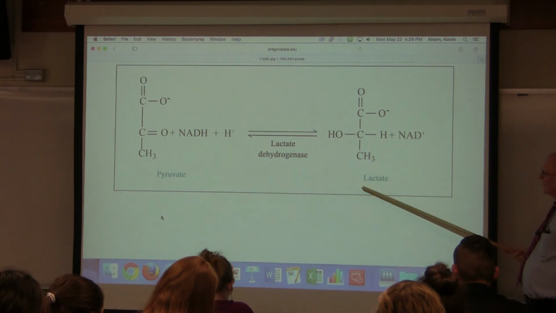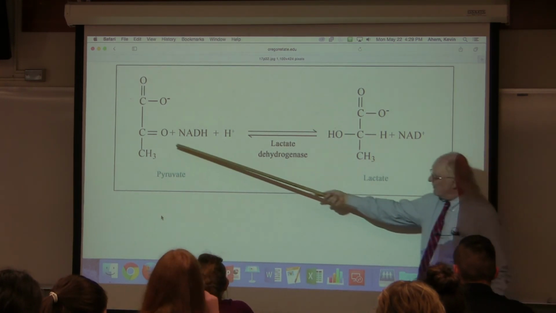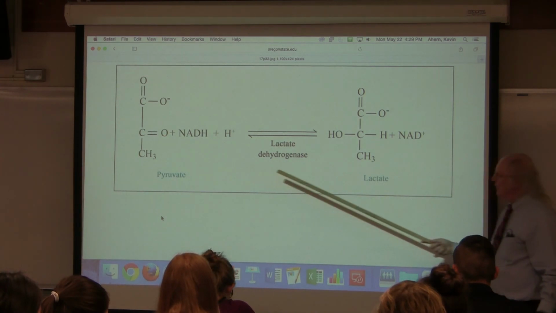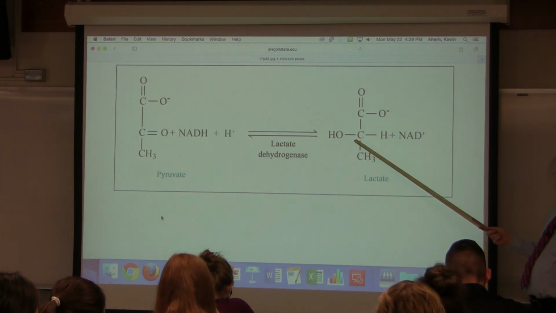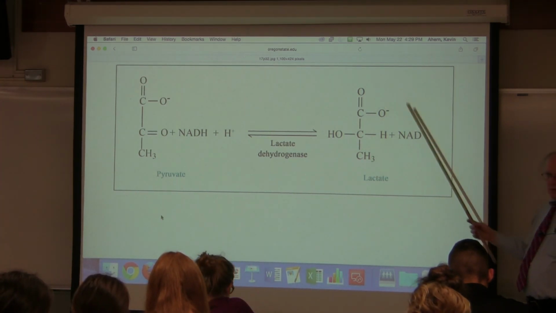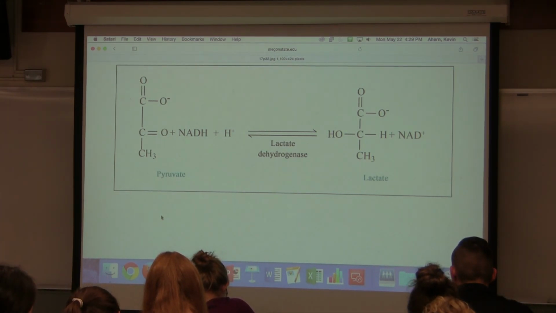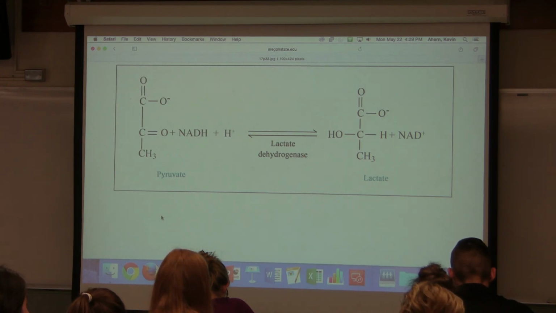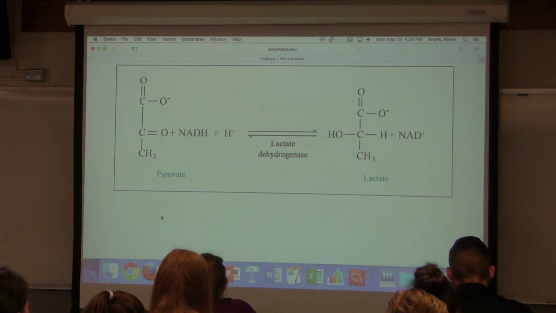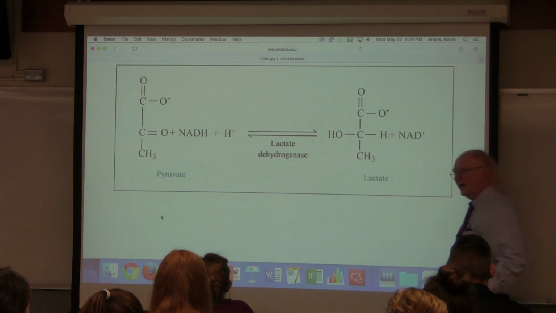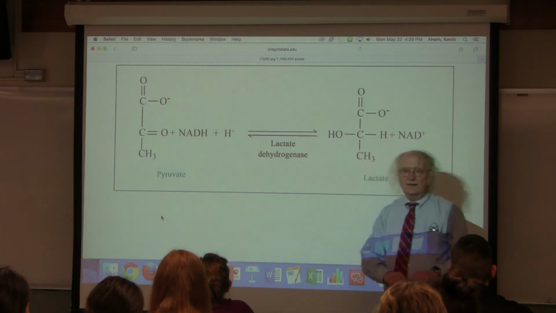Pyruvate is getting converted as a consequence into lactate. Notice we have a ketone here. We have an alcohol over here. Lactic acid is produced when our muscles run out of oxygen. And yes, they do run out of oxygen. When we exercise very heavily, we can be using oxygen faster than our blood supply can deliver it.